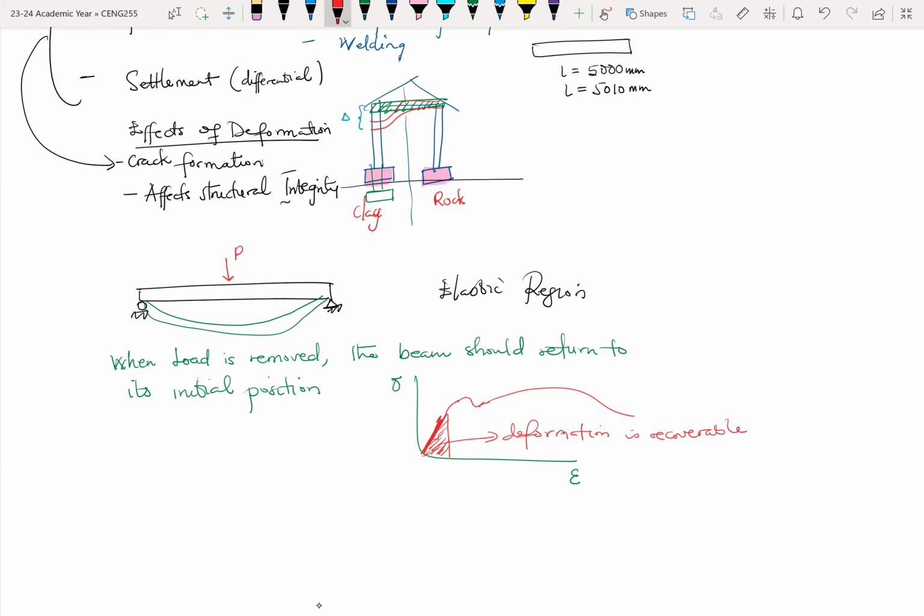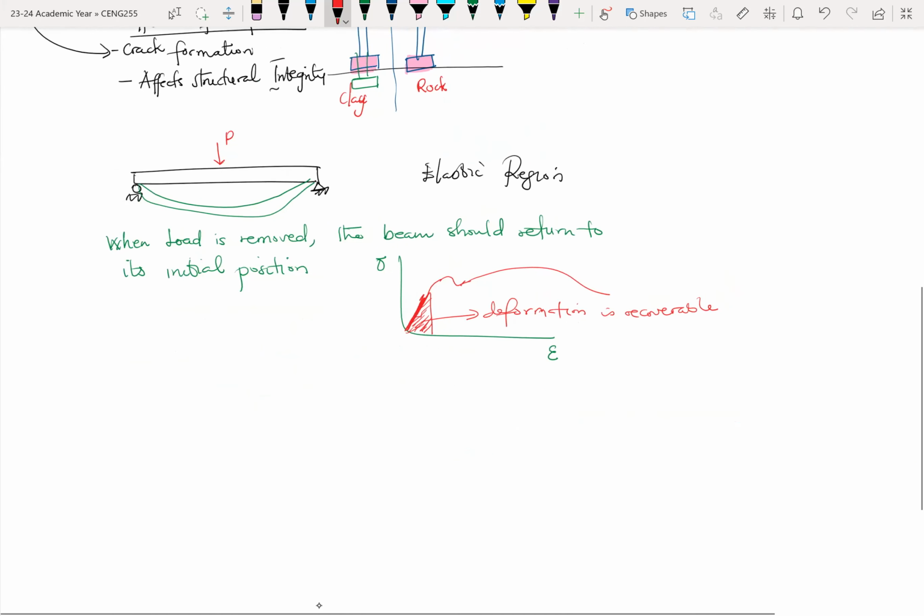So deformation is recoverable, right? In the sense that once the object that is causing the deformation is taken away, your structure comes back to zero. So here, deformation is not permanent. Okay. So most structural design is based on this concept that deformation is not permanent. Typical structural design is based on that.